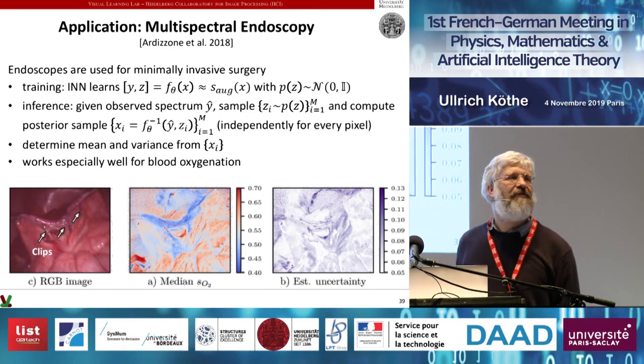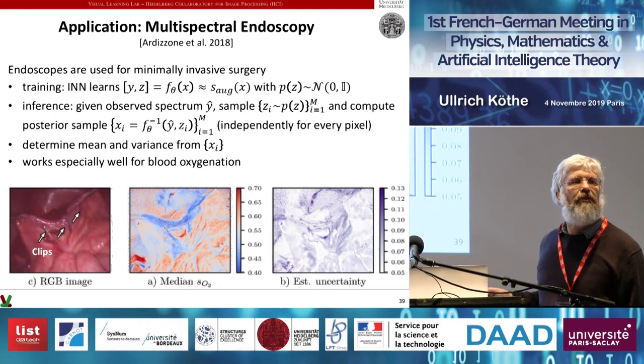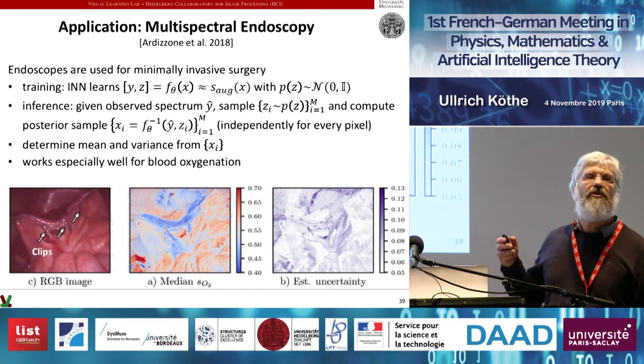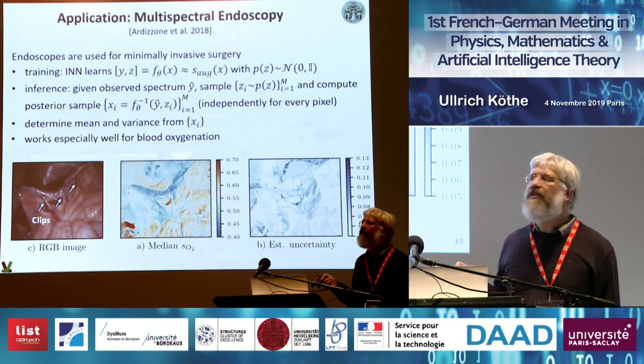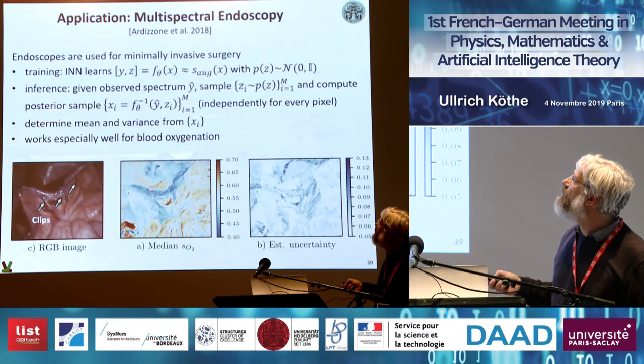And what Lena Maier-Hein from the DKFZ came up with is to use multispectral imaging in order to measure the blood oxygenation. And if the blood oxygenation is low, then it means that the blood is no longer flowing. So, and you see this in this false color plot. So the blue is low blood oxygenation, so the clips are in this case placed correctly. Yeah, so this is the idea.